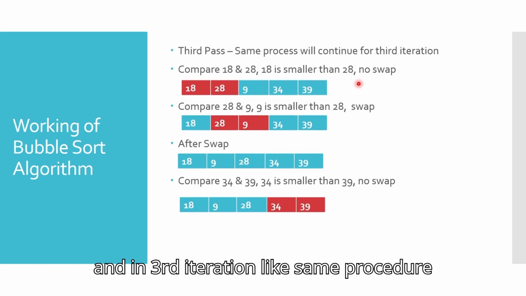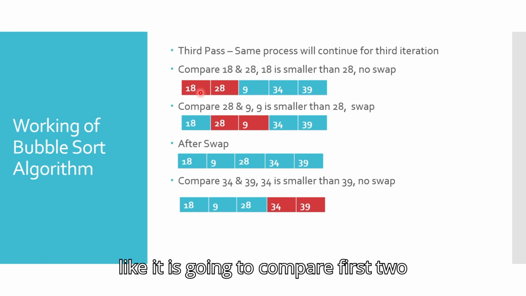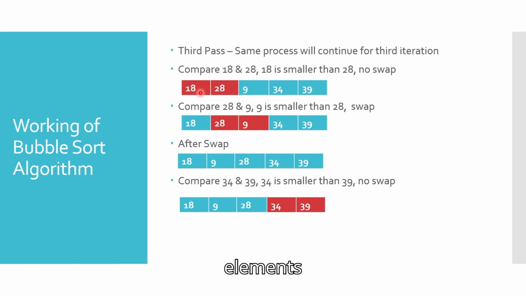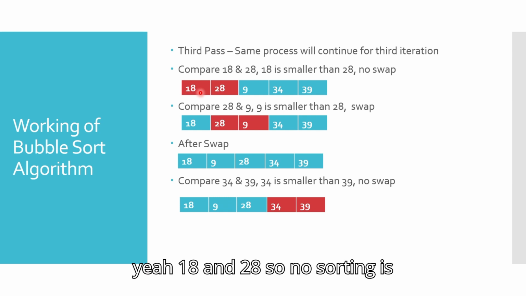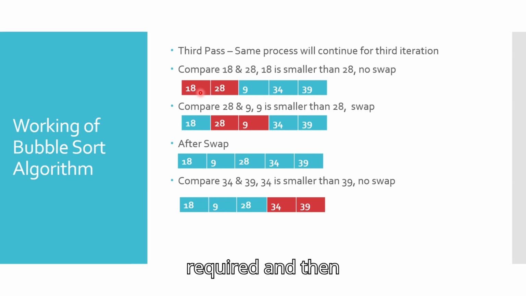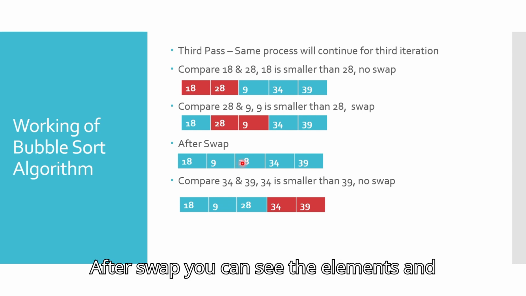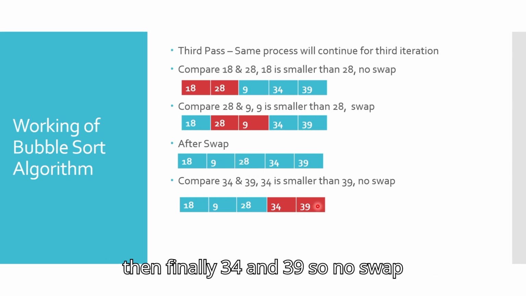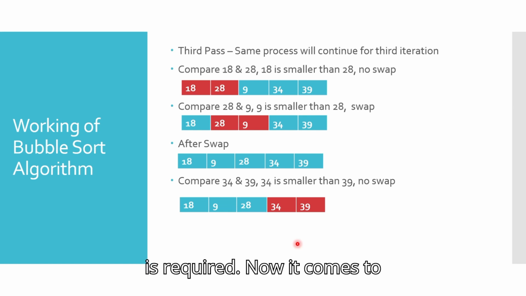In the third iteration, the same procedure: it compares the first two elements, 18 and 28. No swapping is required. Then 28 and 9. 28 is greater than 9, so a swap is required. After the swap, you can see the elements. And then finally 34 and 39, so no swap is required.